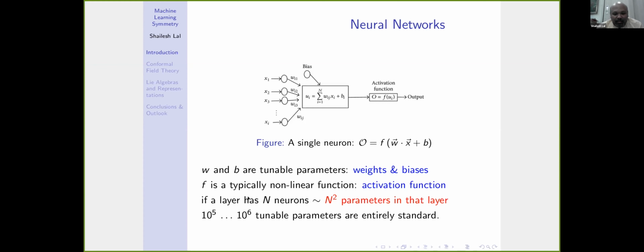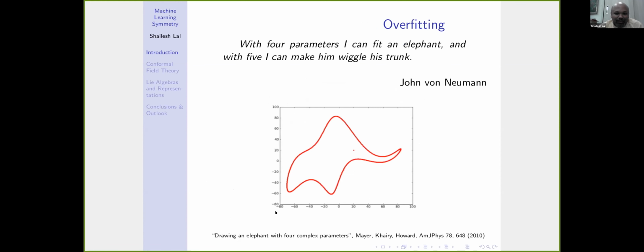Essentially, the reason the slide is there is to tell you that there are very many of these. If, for example, a layer has n neurons, it would be entirely standard to have, say, n square parameters in that layer. And it wouldn't at all be surprising to have even a tiny neural network that, when you open it up, has like 10 to the 5 or 10 to the 6 tunable parameters. And therein lies the rub.